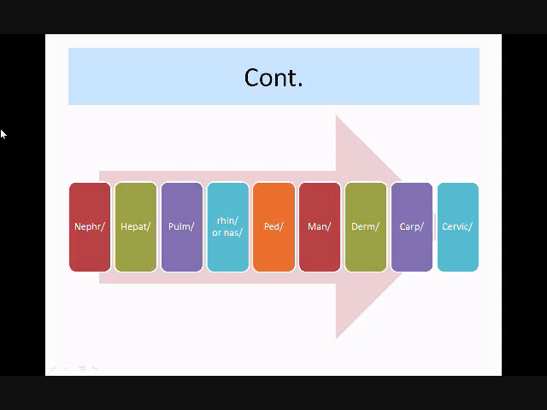Derm, right? Dermatologist. Let me move this cursor around. I don't like it blanking on the side like that. There you go. Carp, right? You've probably heard somebody with carpal tunnel syndrome, right? So that means you're talking about the wrist. Cervic, do not confuse that with cervix. Right? Cervic, you are talking about the neck.